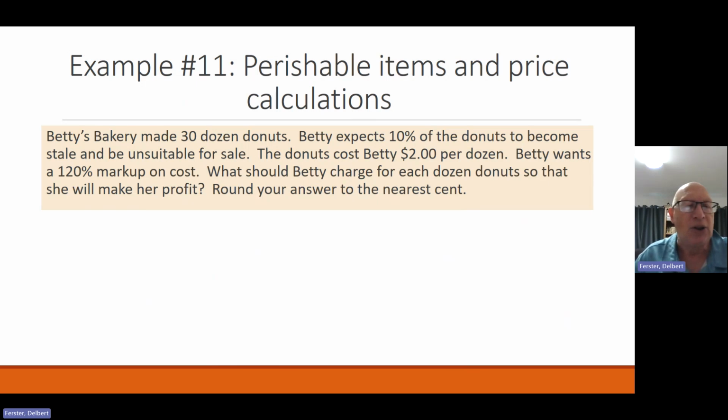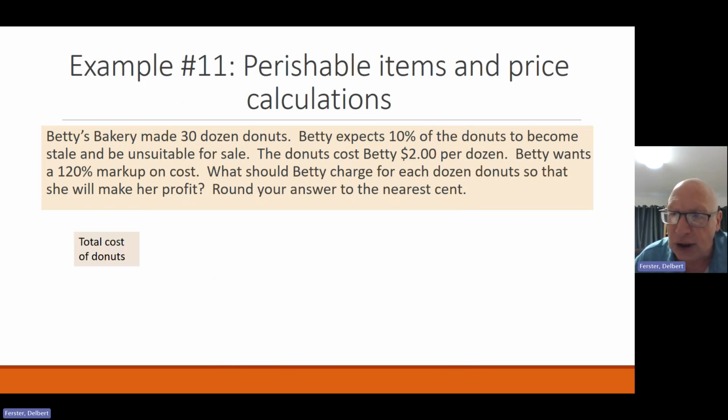We've got Betty here. She's got a bakery, and she made 30 dozen donuts. Now she expects that some of those aren't going to be able to be sold because they get stale. Not everybody drives in today, and maybe not all those donuts are going to be marketable. The donuts cost her $2 per dozen to make. She wants to make a 120% markup on cost. So the question says, how much should she charge for the donuts that she will have available to sell so that she makes that cost figure and that profit that she wishes?